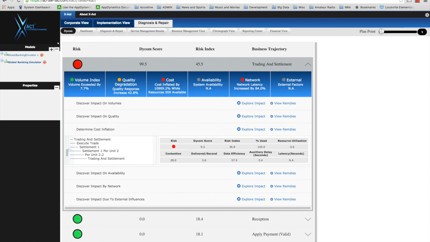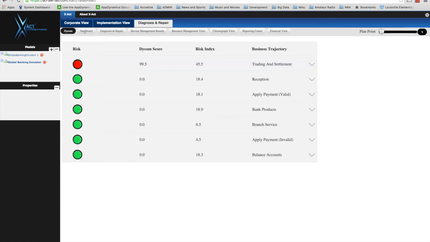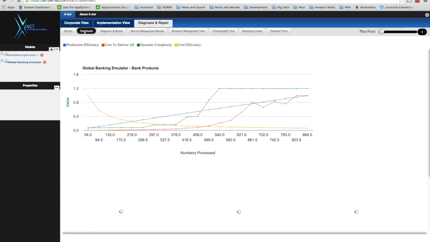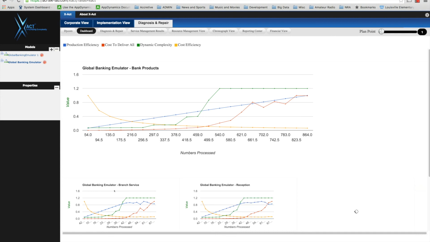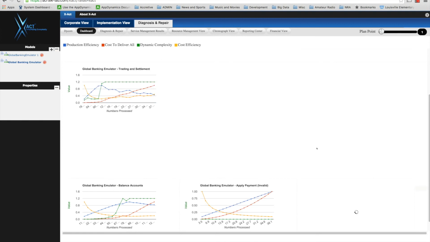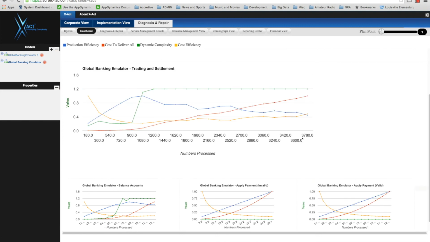Okay, so we can have a graphical view to show what's going on by looking at the dashboard. Let's go to trading and settlement, which is right here. Make it the main one to look at. If we look at trading and settlement, we can see that as our productivity is increasing, our cost efficiency is decreasing, which is a good thing.